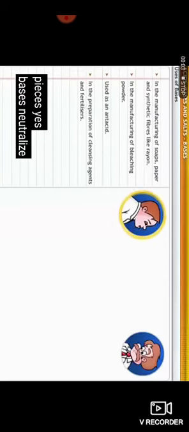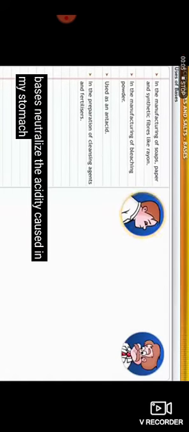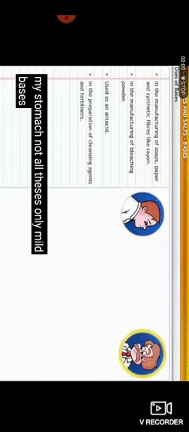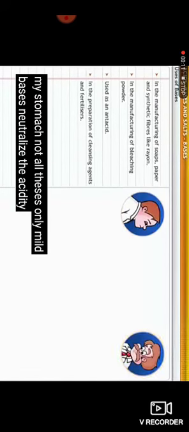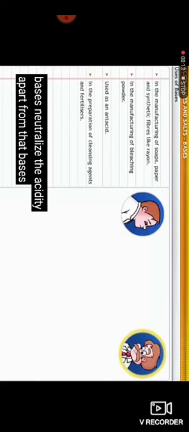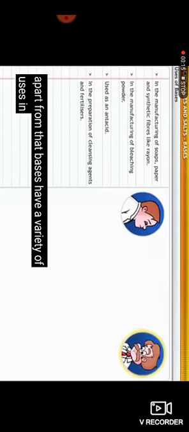Bases neutralize the acidity caused in my stomach. Not all bases, only mild bases neutralize the acidity. Apart from that, bases have a variety of uses in daily life. Let's look at some of them.